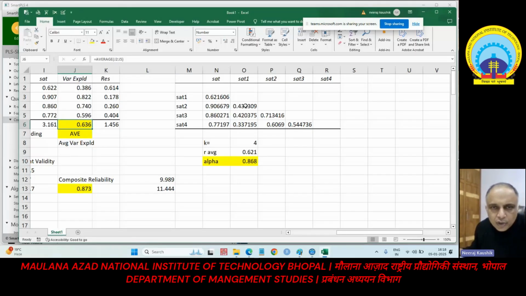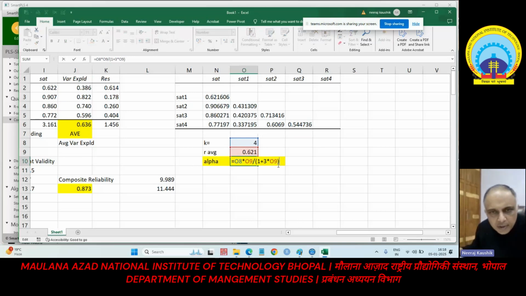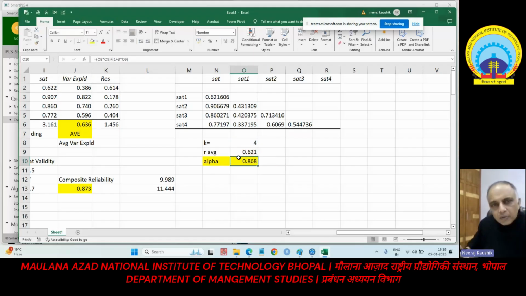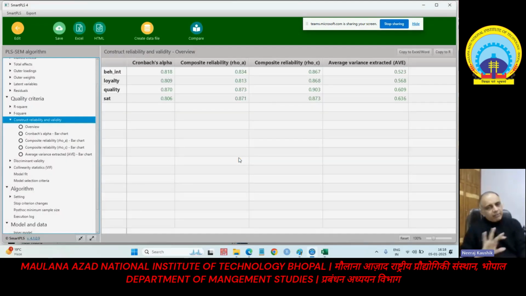So let me check. The formula is the same. Maybe I have made a mistake somewhere. K R bar over 1 plus K minus 1 into R bar. Let me put this one also, 0.868. Okay, I will check, but the formula is the same, K R bar divided by this. And this rho is 0.873, computed by matrix multiplication.